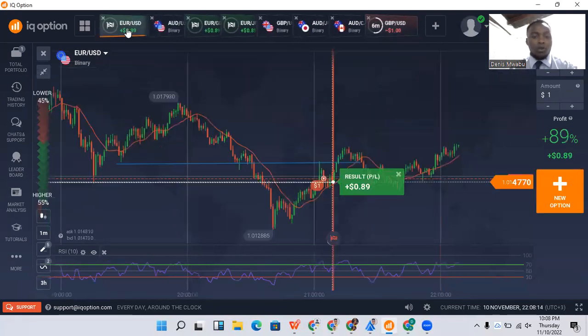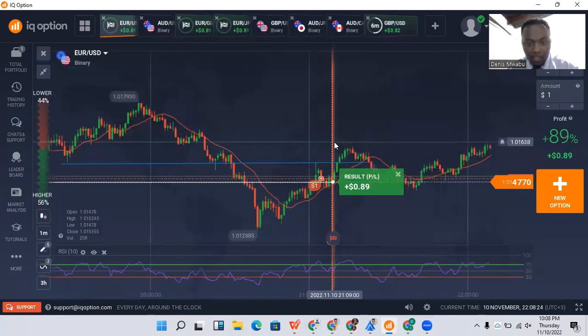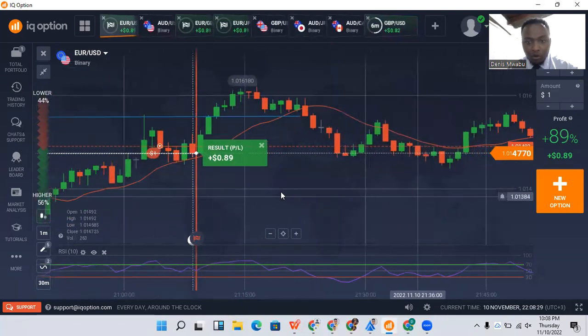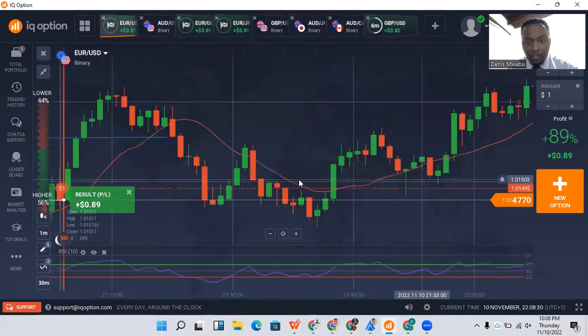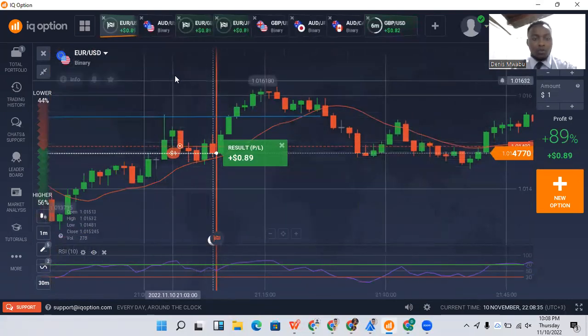You can see this is the first trade. Using the technique that I'm going to be sharing with you in this video, I was able to place my bet here, and guess what, we went all in. I predicted that the price would go low, and definitely it went low, and we were able to get into profit on that.